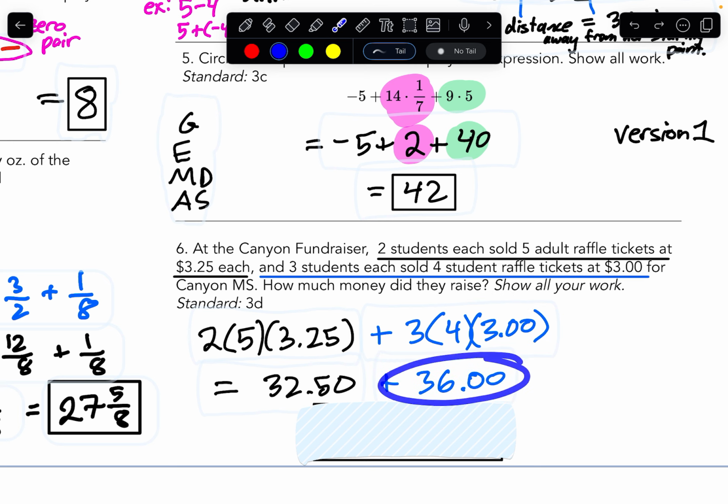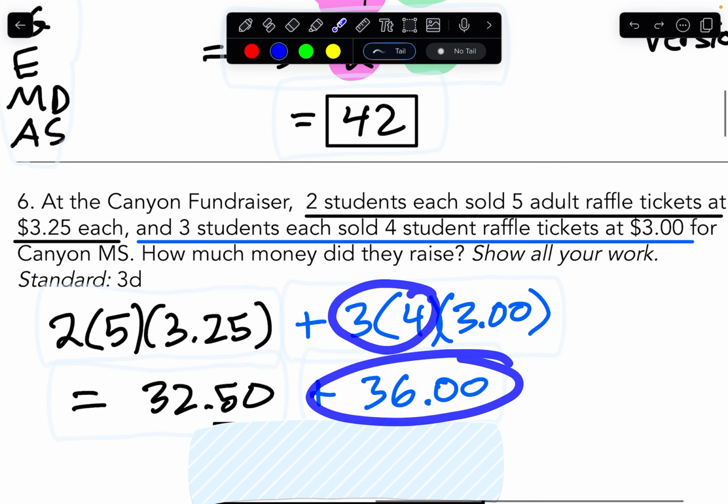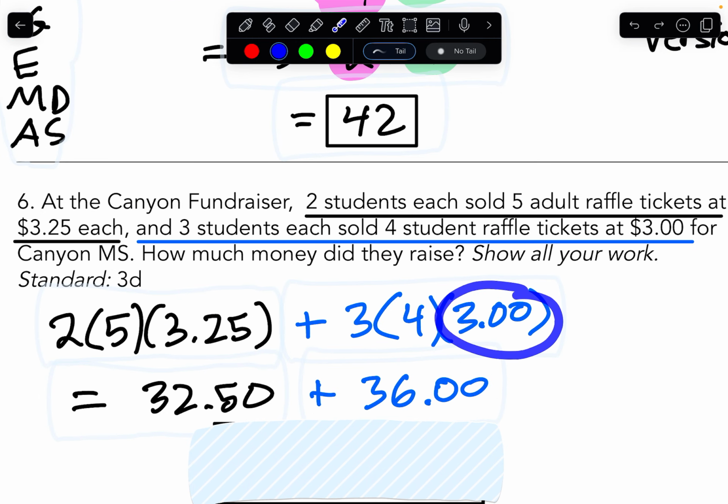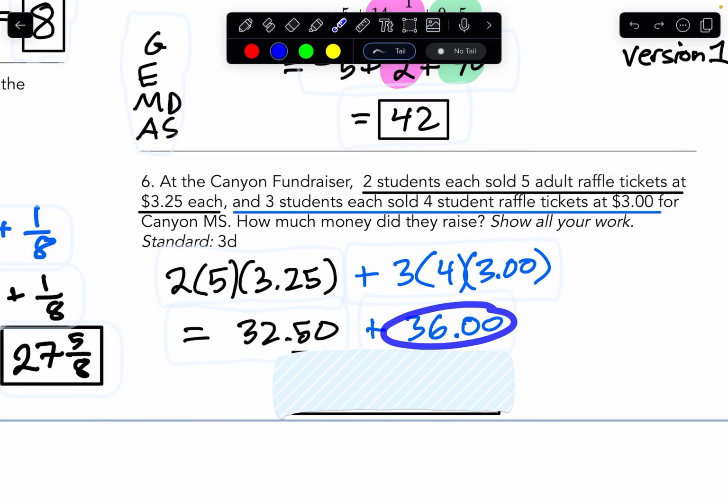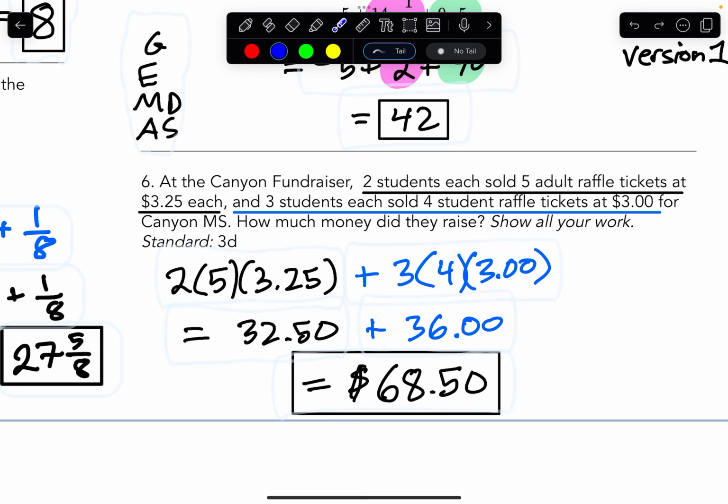Let me explain this one really quickly. 4 times 3 is 12. 12 times $3 would be 36. Now adding up both totals, we're gonna get $68.50.